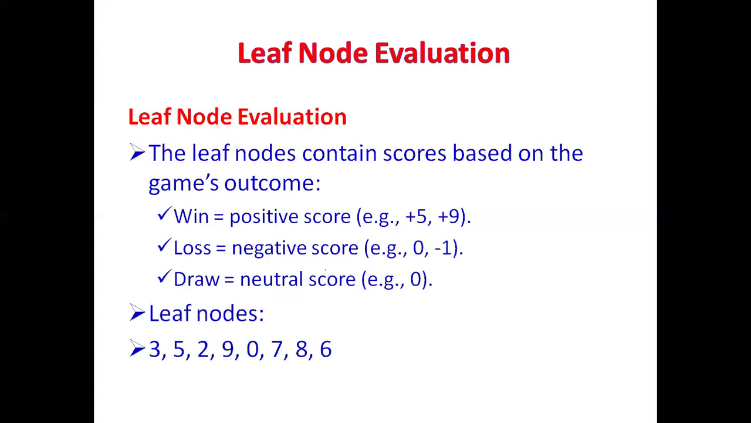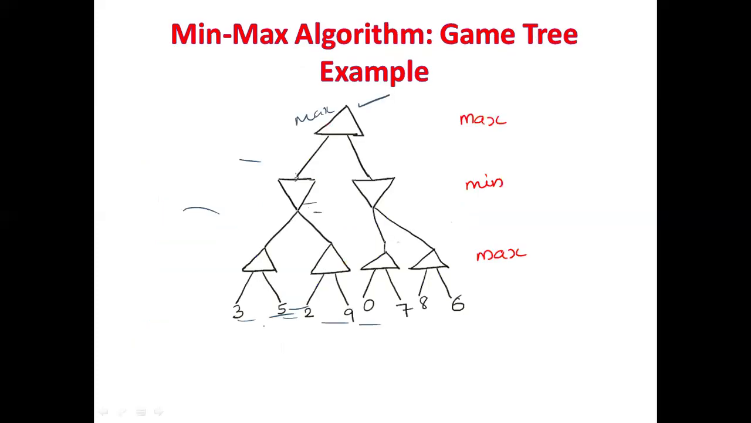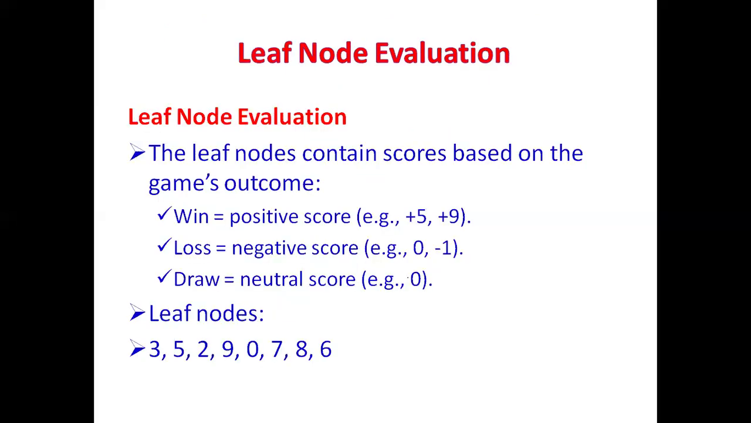Leaf node evaluation: these are 3, 5, 2, 9, 0, 7, 8, 6. The leaf nodes contain the final scores based on the possible outcomes of the game. These values represent the results of different possible moves played by both players throughout the game.